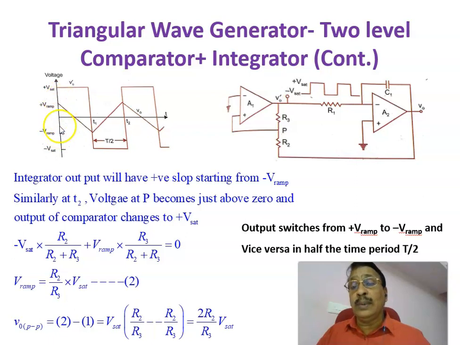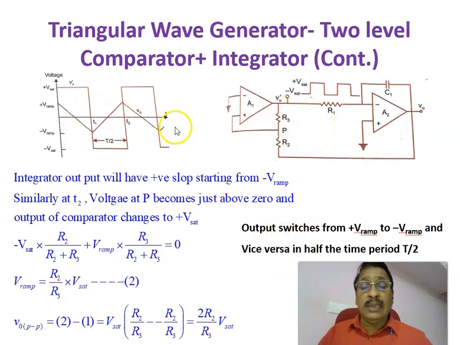That is, the peak to peak voltage of this output triangular signal is given by 2 times R2 by R3 into Vsat. This is a basic equation relating the output peak to peak voltage, because the output voltage is a triangular voltage. What is this peak to peak voltage? Vram is this and this is minus Vram. What is this difference in voltage? It is equal to 2 times R2 by R3 into Vsat. This is R2 and this is R3.